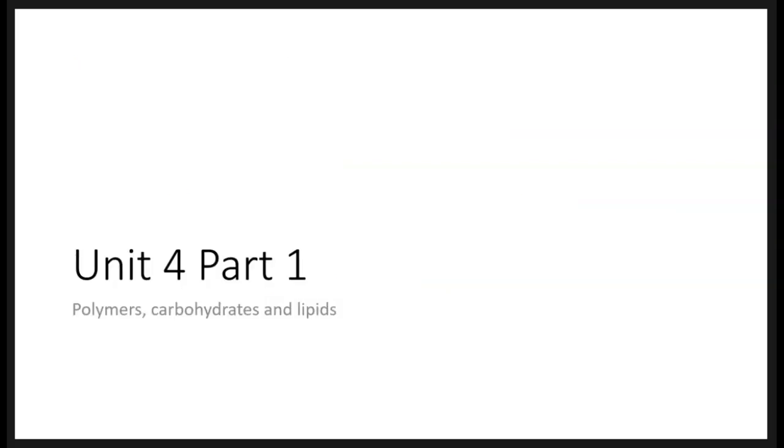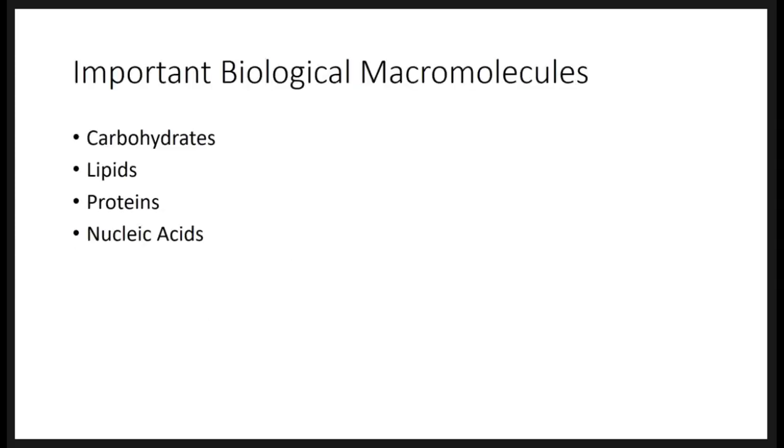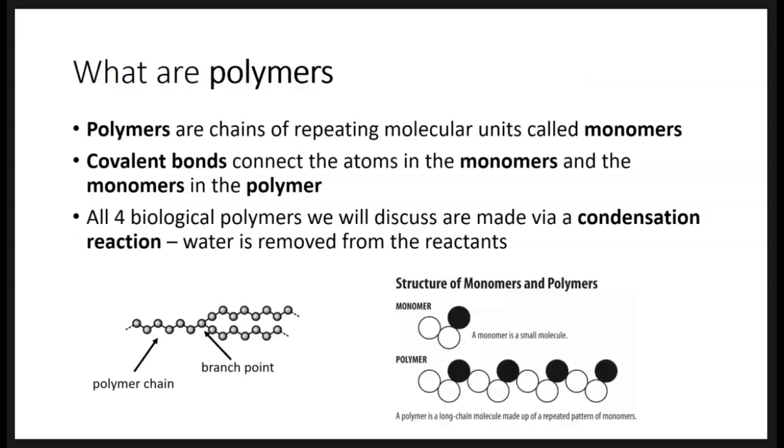So in part 1, we'll talk about polymers, and the first 2 polymers that we'll cover specifically are carbohydrates and lipids. So these 4 types of molecules, carbohydrates, lipids, proteins, and nucleic acids, are the important biological macromolecules. Macromolecules are molecules of a substantial size, and these macromolecules are what we call polymers. Polymers are chains of repeating molecular units. Those repeating units are called monomers.